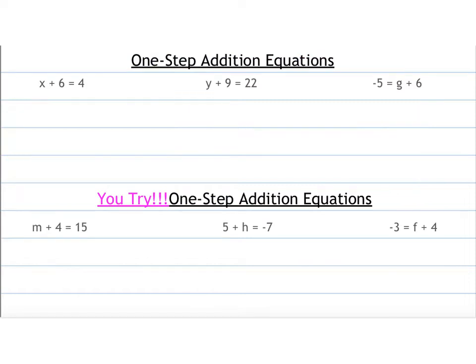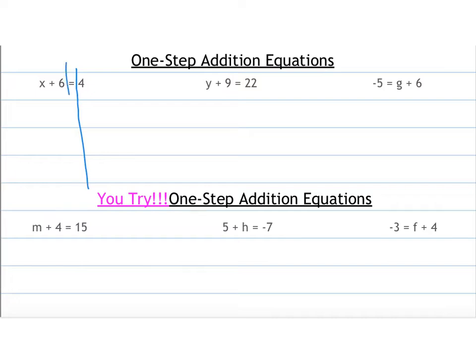All right, so let's do some together. I want you to write down all of these as I do them. There's 6 addition and 6 subtraction, and I want them all in your notebook so you can practice doing the steps and have lots of examples to look at when you go back. All right, so we have x plus 6 equals 4. Write that down. That was our first step, writing down the equation.